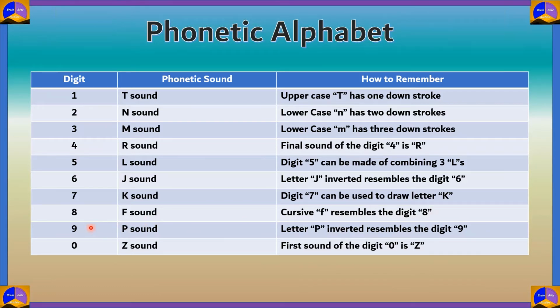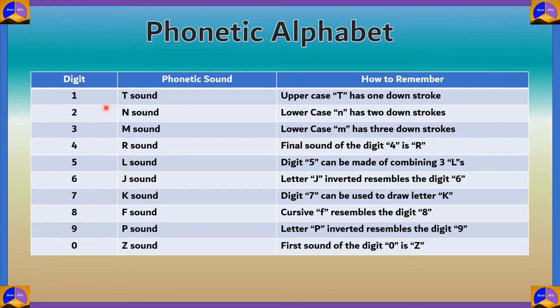For the digit 9, we use the P sound. The P sound originates from letters such as P or B. And in order to remember that the P sound represents the digit 9, we can think of the letter P as an inverse form of the digit 9. So if the letter P is inverted, it resembles the digit 9 when you stretch your imagination.